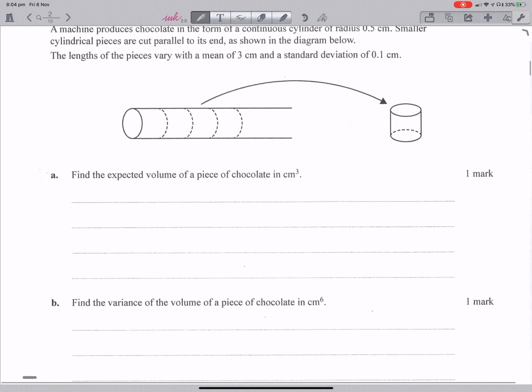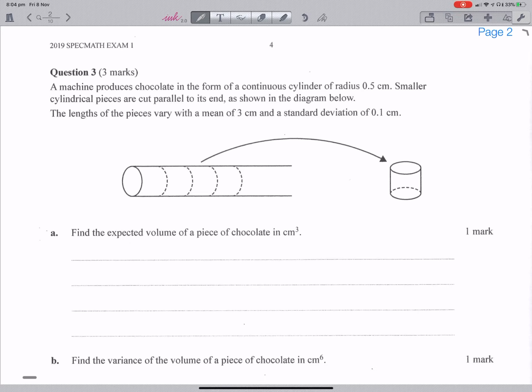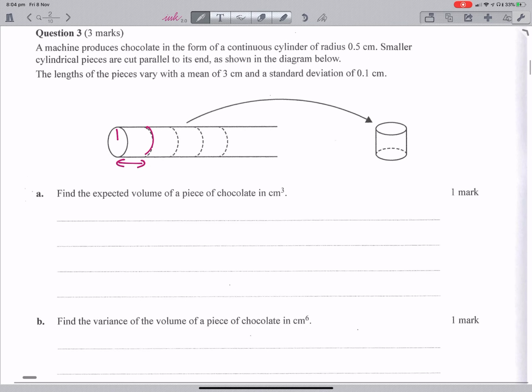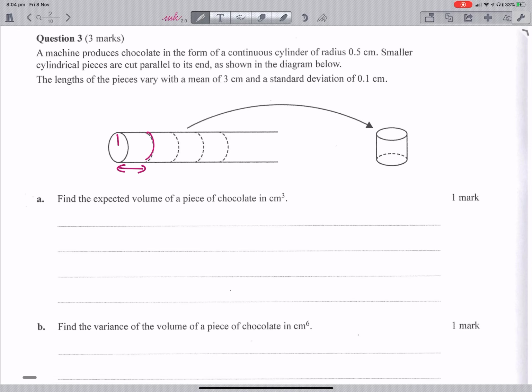That's weird. Okay, a machine produces chocolate in the form of a continuous cylinder of radius 0.5, so it's got a constant cross-section. Small cylindrical pieces are cut, so that's that chopping there. As shown in the diagram, the lengths of the pieces, so that's that there, will vary with a mean of 3 and a standard deviation of 0.1. Find the expected volume.